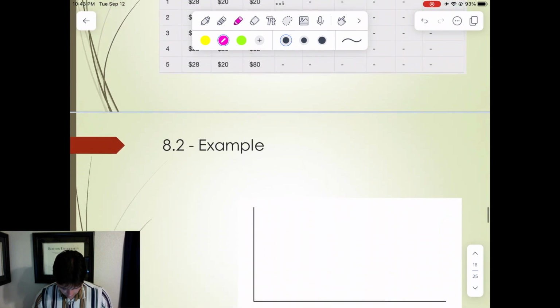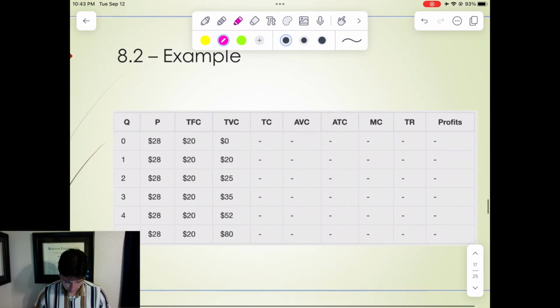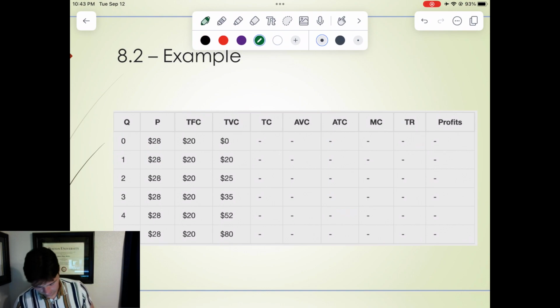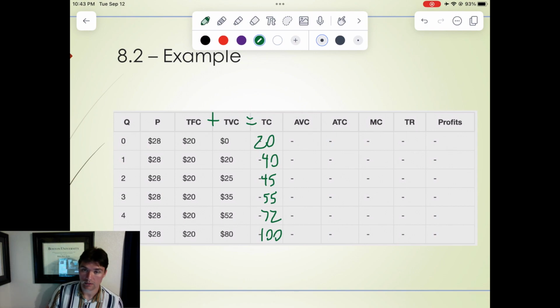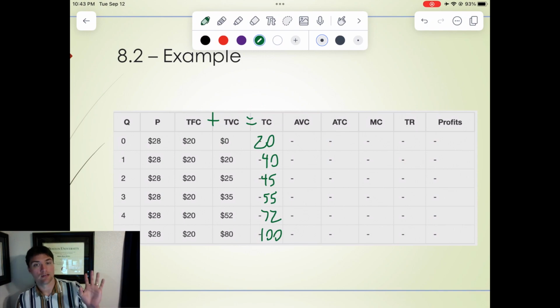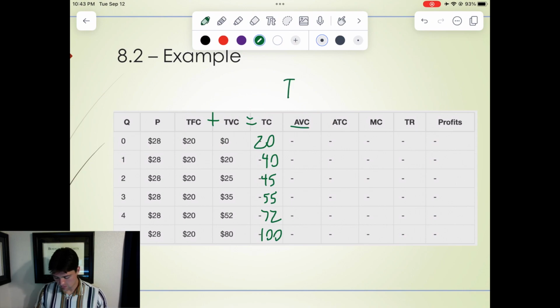All right. So let's do a quick example here. We have our total cost, which is total fixed plus total variable. So that'll be 20. That'll be 40. 20 plus 25 is 45. That'll be 55. That'll be 72. And that'll be 100. If you are confused about that, pause the video, take a second, and then try it on your own. All we're doing is adding. The next would be average variable cost, which you remember as total variable cost divided by quantity.